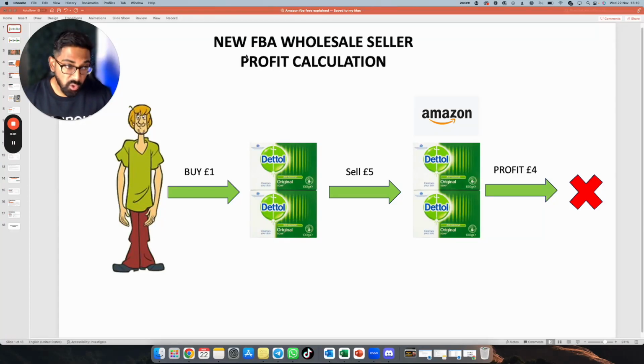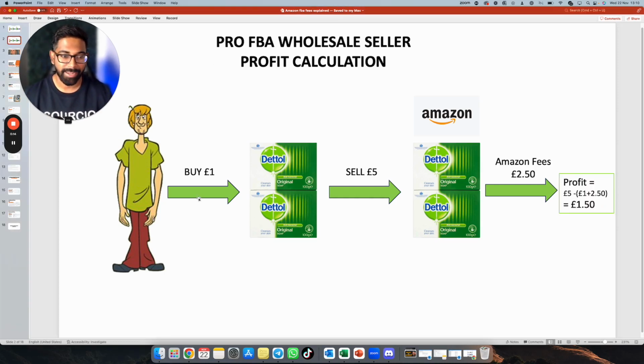So this is how a new or a noob Amazon FBA wholesale seller does their profit calculation. They buy something for £1, then they sell that same thing for £5 on Amazon, and they think they made £4 profit. But in reality, that's not how it works. The way you actually calculate your profits is you buy something for £1, you sell it for £5 on Amazon, then you have something called Amazon fees, and then you finally get your profit.